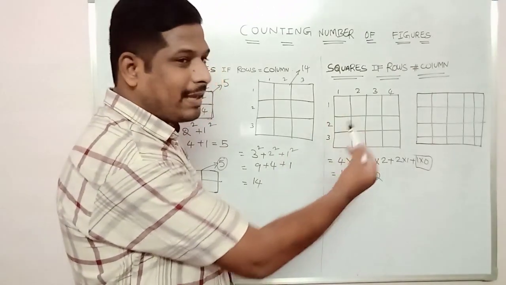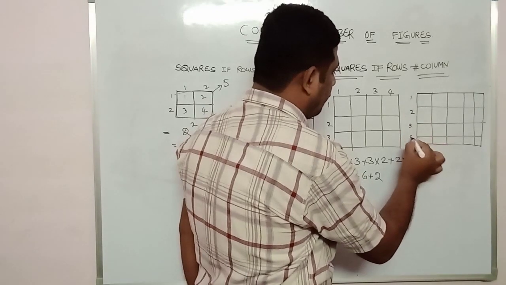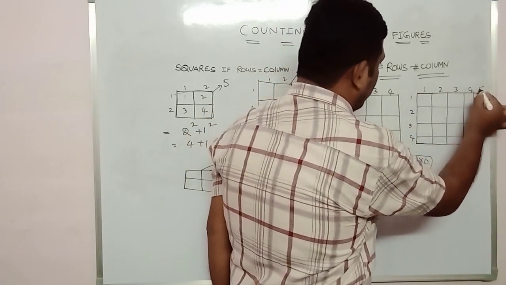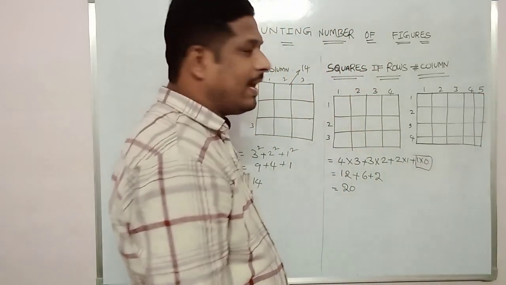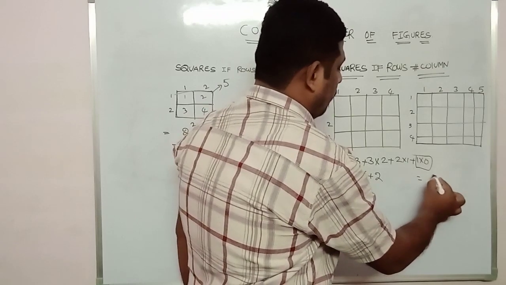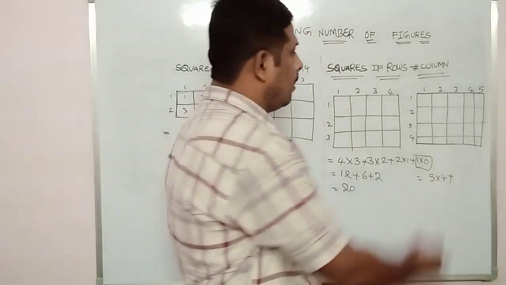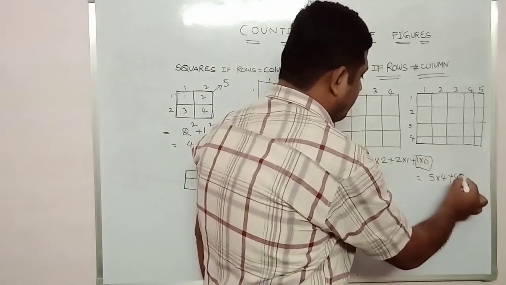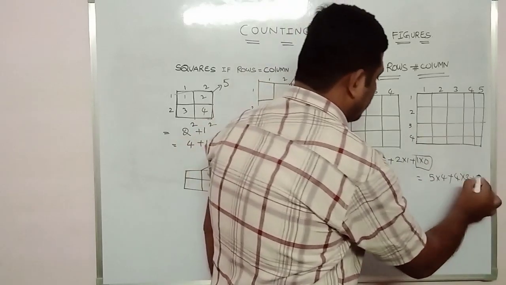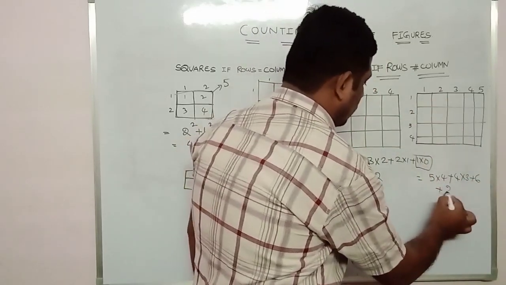Let us move to some other example. See here 1, 2, 3, 4, and 1, 2, 3, 4, 5. Earlier we clearly discussed the maximum number multiplied with the next number. So 5 4s are 20, plus 4 3s are 12, plus 3 2s are 6 plus 2 1s are 2.